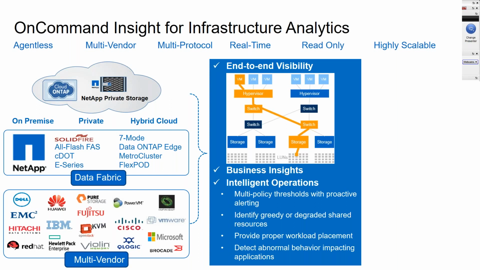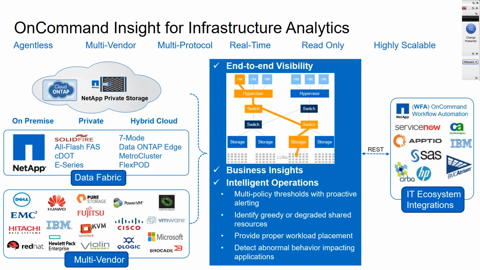And then providing intelligent operations, providing the means to be more proactive, defining policies for monitoring and alerting before you're getting that phone call. Identifying greedy and degraded resources in the shared infrastructure, and isolating those bottlenecks, what's creating that contention. Provide proper workload placement. Provide the intelligence when you're doing migrations to properly move your workloads to the right place, do load balancing exercises, and then detect abnormal behavior with our anomaly detection capabilities.